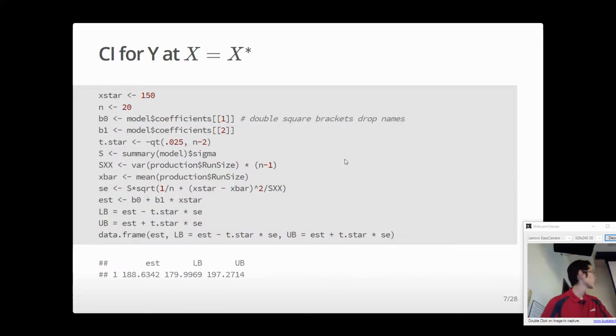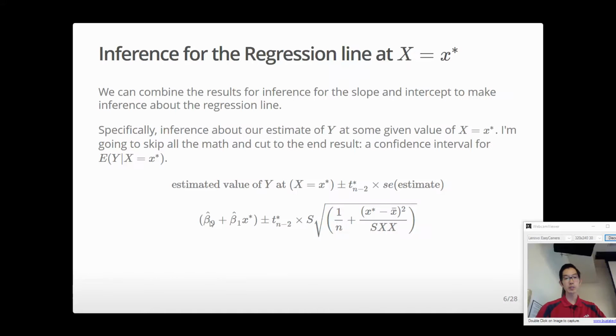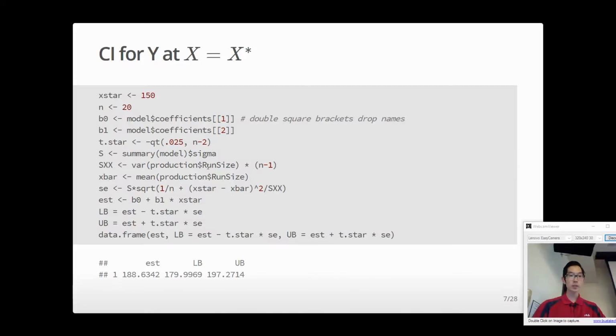Okay, so if we want to create a confidence interval, we can pull all of these things from our model, right? We need each of these things: beta 0 hat, beta 1 hat, we need the t, we need the s, we need the n, and the Sxx, and all of these things. And we can get that.